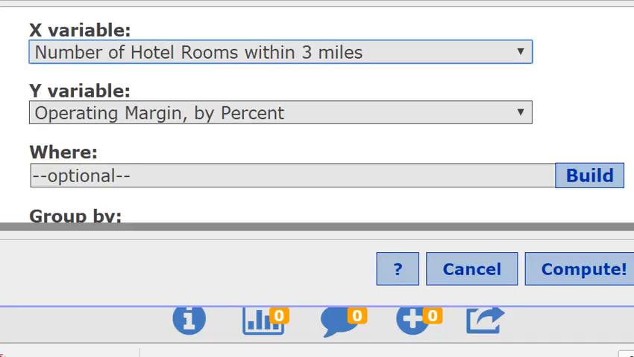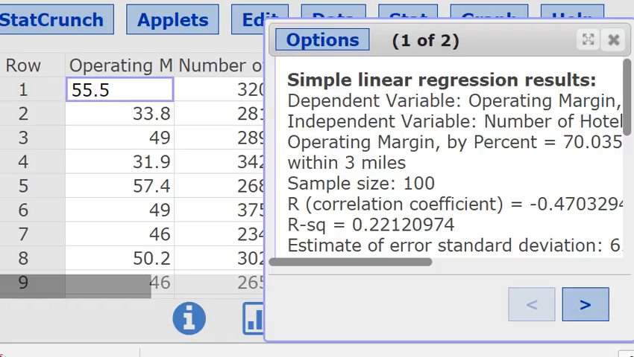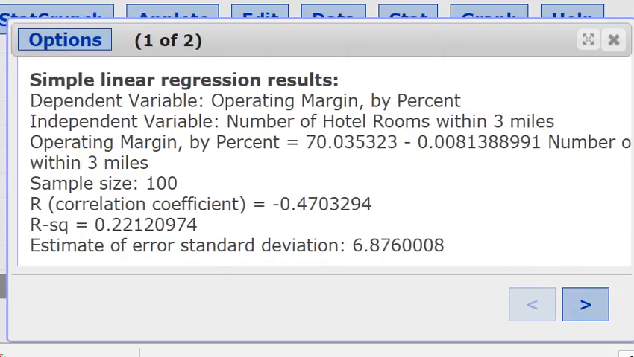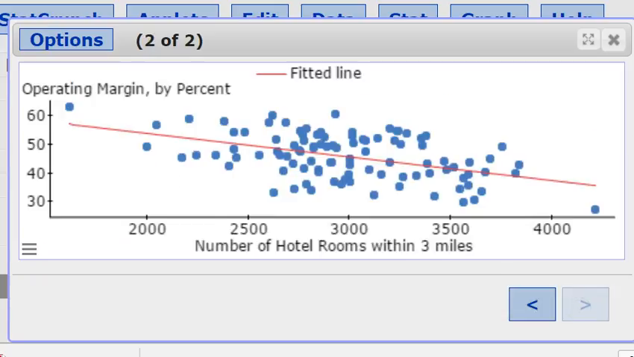Alright, so all I need to do is compute, and I get a printout, which you'll see on your tests and quizzes. And I'm going to go to the screen. It looks like, okay, something's happening, that as the number of hotel rooms increases, the operating margin decreases. All right. So let's get back to the questions of interest.